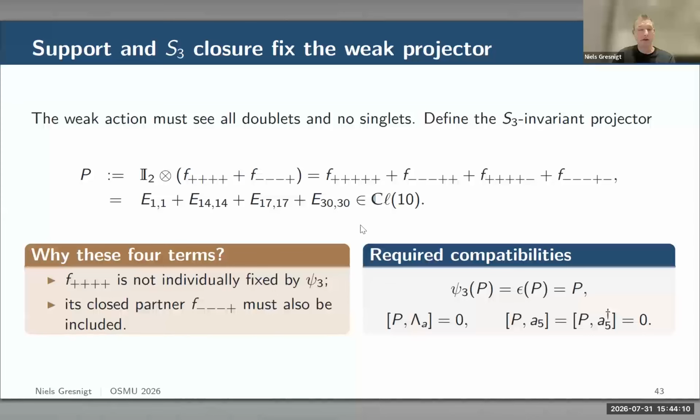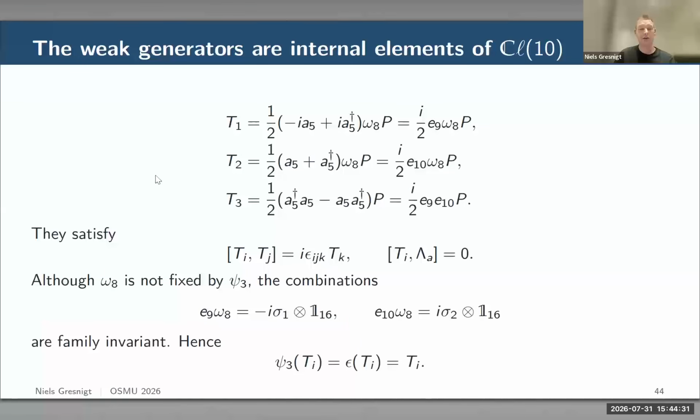And then we see that this projector is fixed by the S3 action. And importantly, it also commutes with the SU3 action. And it also commutes with the 5th Witt pair. And so that's going to be really useful in defining the SU2 generators.